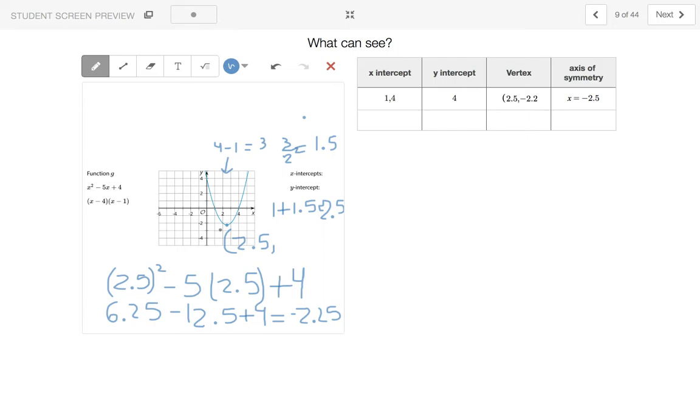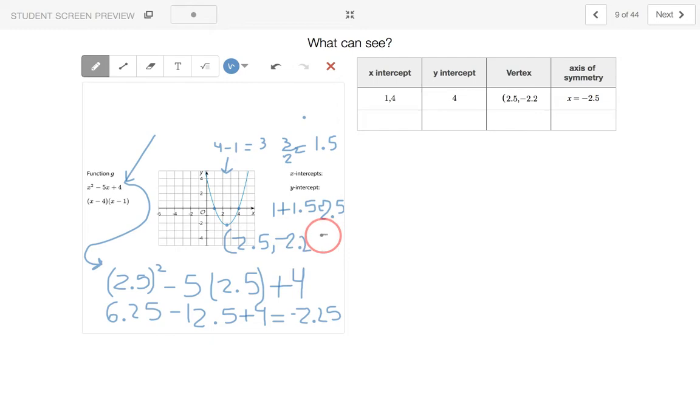In order to find the vertex, I go halfway between the 1 and the 4 because those are my x-intercepts, which is 2.5. And then I take my 2.5 and I plug it into the standard form, right? I plug it right there. I substitute 2.5 into the standard form. I actually do get out my calculator and get that it equals negative 2.25. So then my vertex here is negative 2.25.